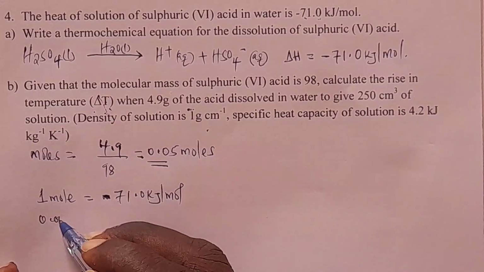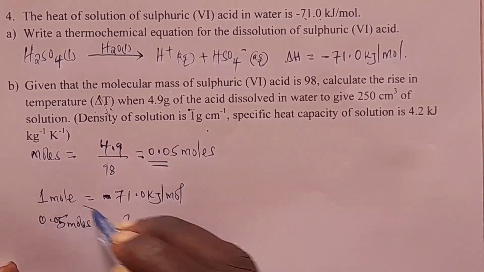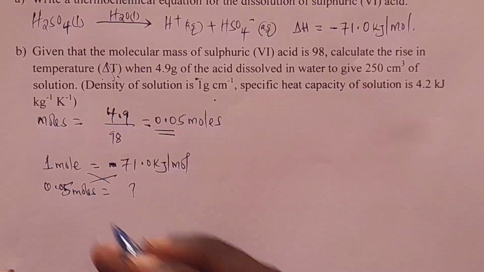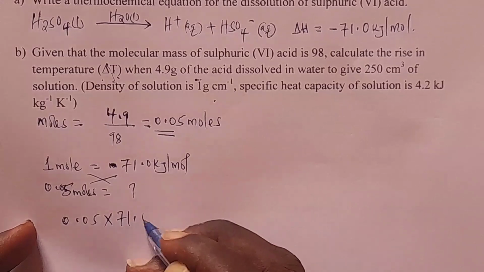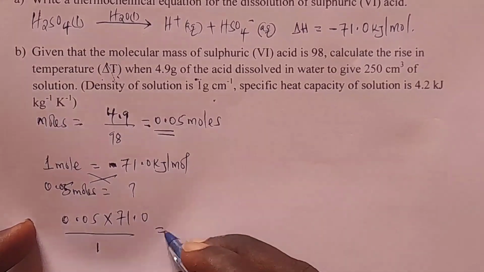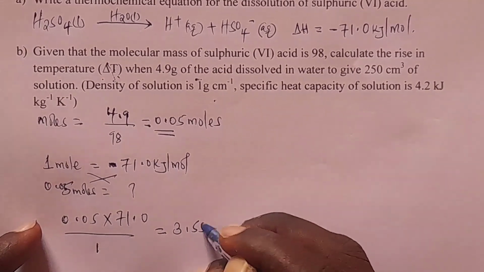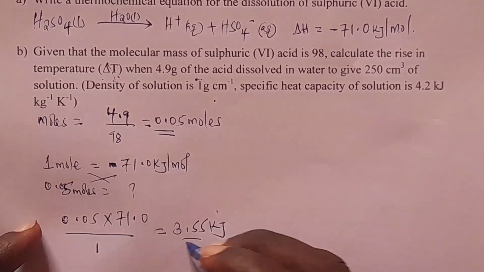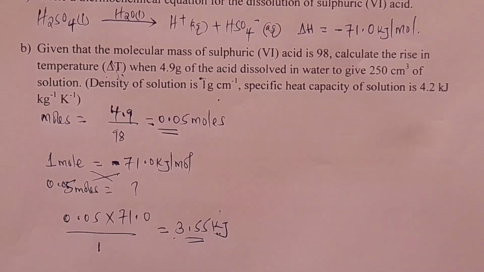So what about this number of moles? What amount of heat is it going to give us? 0.05 moles can give us what amount of energy? So we are going to have 0.05 times 71.0 divided by 1. Here we are going to get 3.55, in kilojoules. This is the enthalpy change.